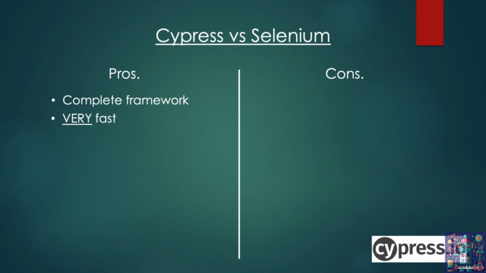Also, it's very fast. Cypress is way faster than Selenium. The reason is that Cypress uses JavaScript, and JavaScript is the only native language for the web browser. So when you run a Cypress test, it is executed inside of the browser without using the WebDriver. So your test execution will be as fast as the browser can render your web page. Selenium, in this comparison, is definitely not as fast as Cypress.